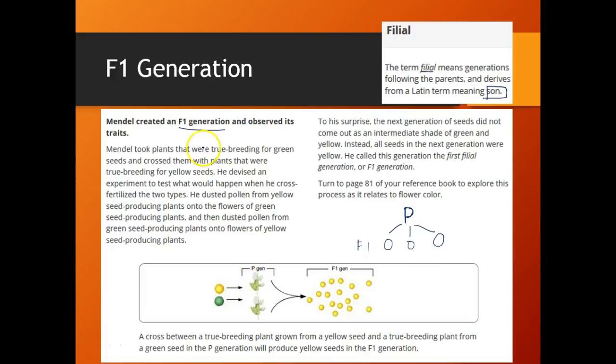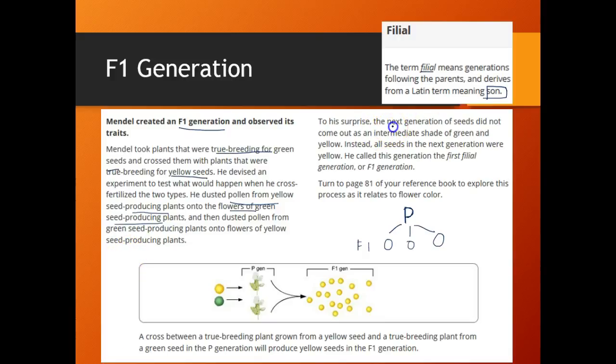Okay, so Mendel took plants that were true breeding for green seeds and crossed them with plants that were true breeding for yellow seeds. So basically what he did was he took two plants that he knew were purebred, one that had green seeds, the other one with yellow seeds, and bred them together. And he was curious what color their seeds would be. And so how he did this was he dusted pollen from the yellow seed producing plants onto the flowers of green seed producing plants, and then did the opposite as well.